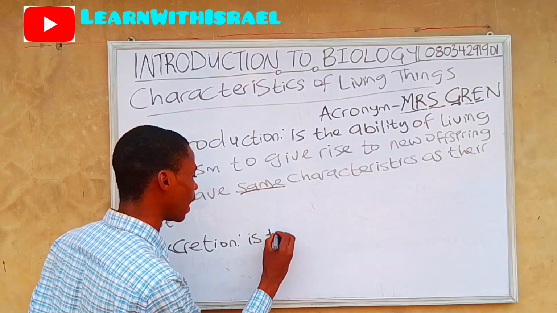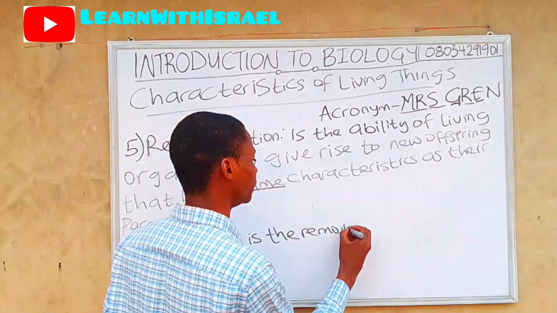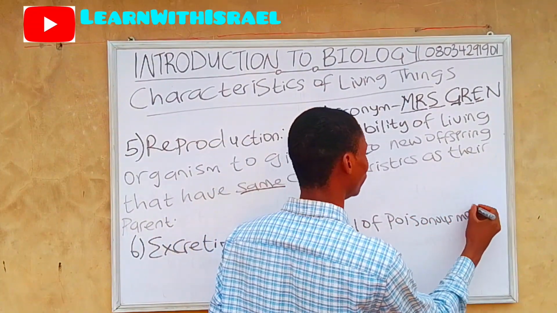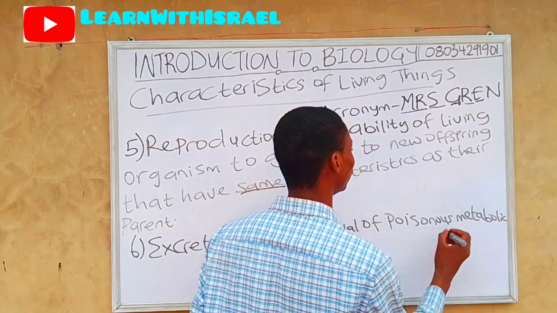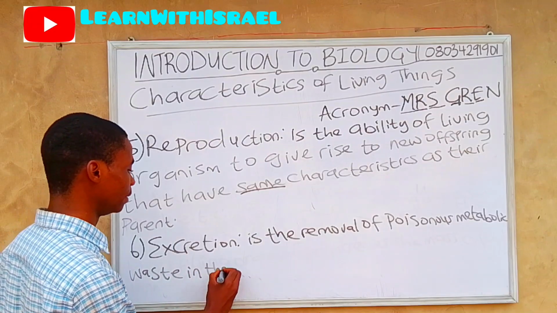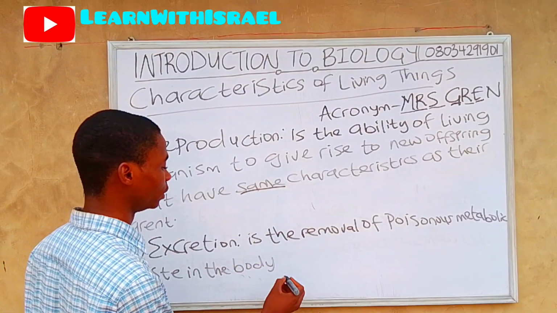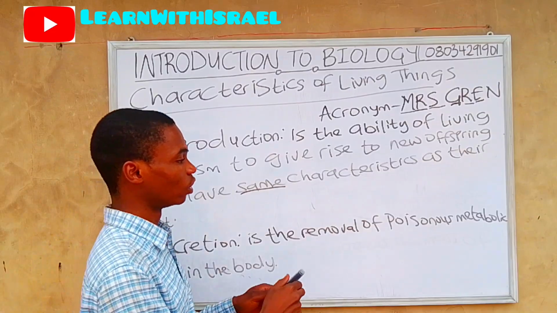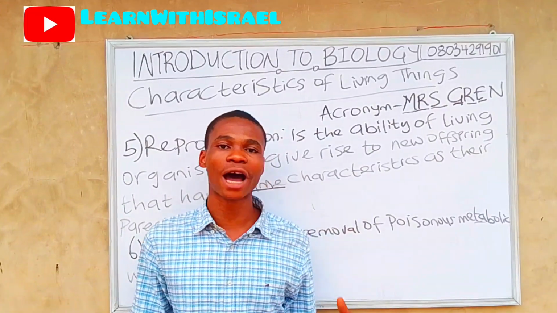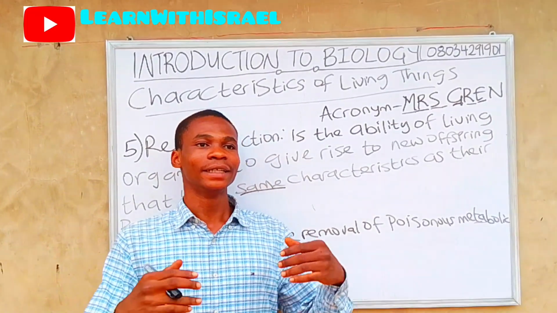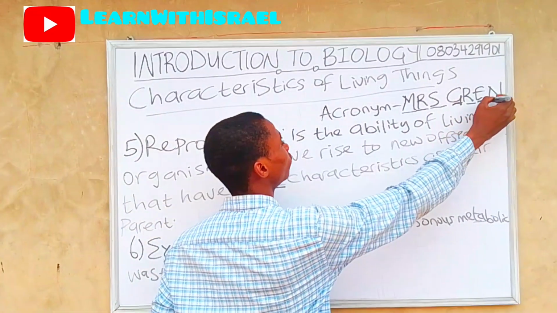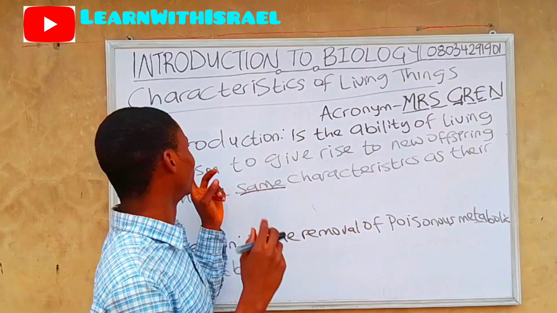So excretion is the removal of poisonous metabolic waste in the body. So what does metabolic mean? From the word metabolism. Metabolism is the sum total of the chemical process that takes place in the cell of living organism. So now we're talking about the last one, but before we move there, don't forget that reproduction has types.